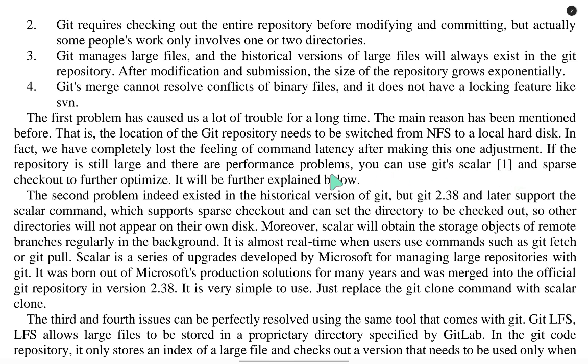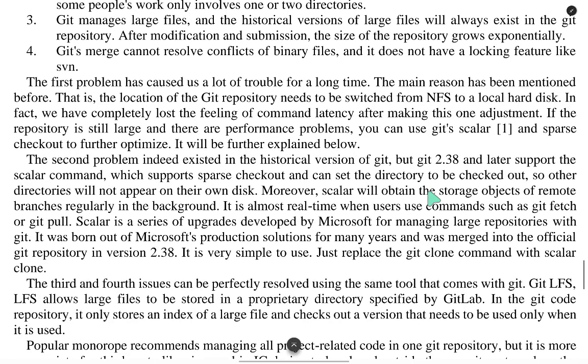The second problem indeed exists in historical versions of Git, but Git 2.38 and later support the scalar command, which supports sparse checkout, so you can set the directories to be checked out. So other directories will not appear on your own disk. Moreover, scalar will regularly obtain the storage objects of the remote branches in the background. It's almost real time when users use commands such as git fetch or git pull.